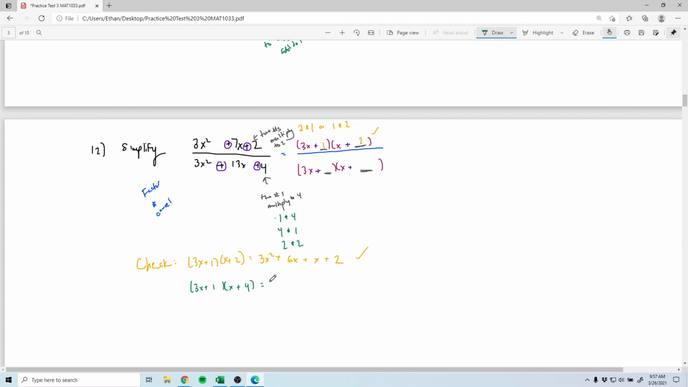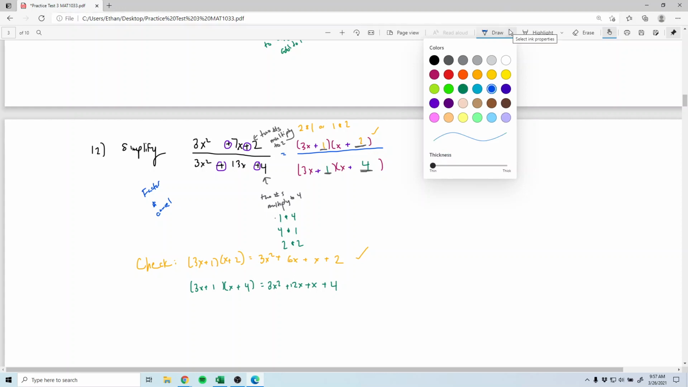3x times x is 3x squared. 3x times 4 is 12x. 1 times x is x. And 1 times 4 is 4. And does this equal 3x squared plus 13x plus 4? And we actually got lucky in the first choice here because it does. The 12x and the x make the 13x. And that means a 1's going to go with the 3x, and a 4 is going to go with just the x.